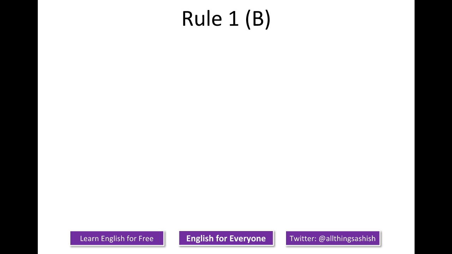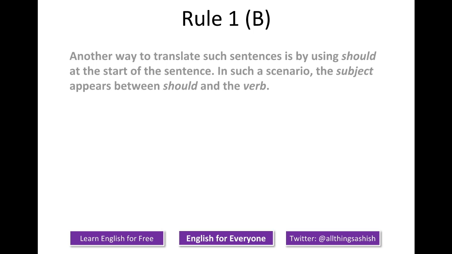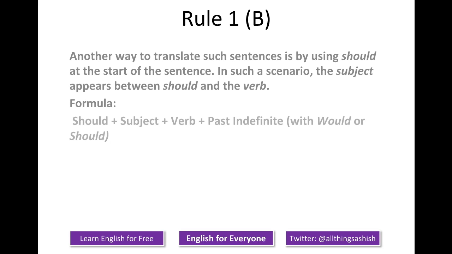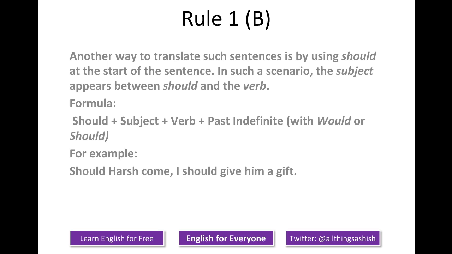Let's look at another aspect of Rule 1. Another way to translate the sentences we just discussed is by using should at the start of the sentence. In such a scenario, the subject appears between should and the verb. Formula would be should plus subject plus verb plus past indefinite with would or should. Let's look at some examples. Should Harsh come, I should give him a gift. Should I have money, I should found a hospital.